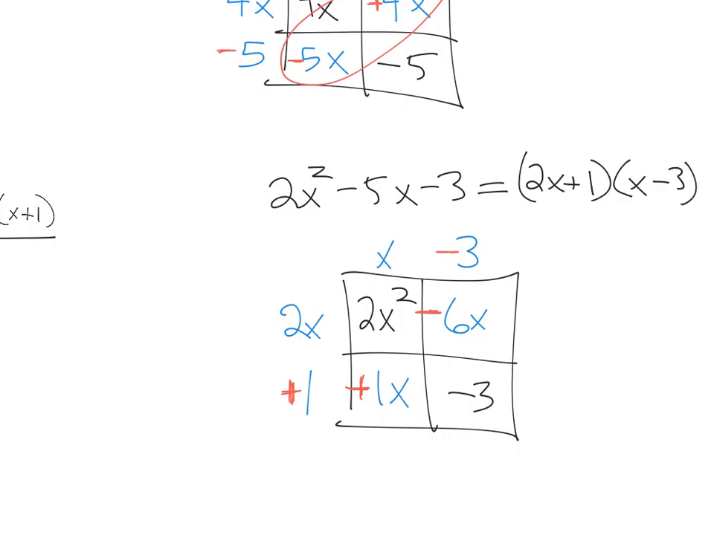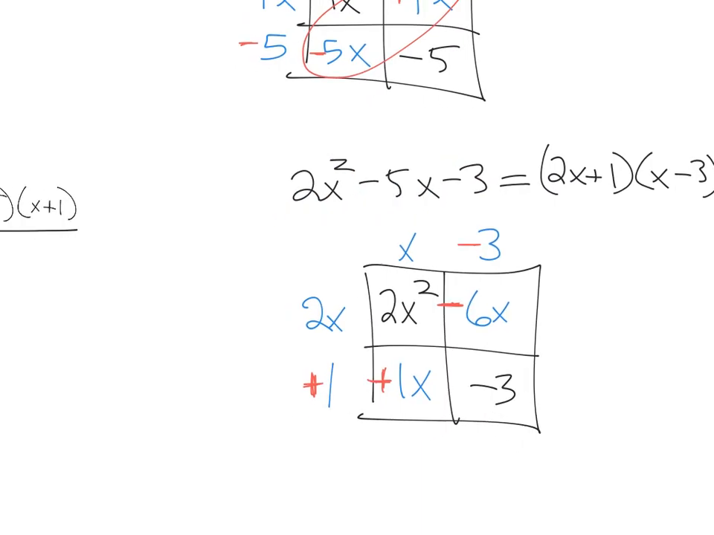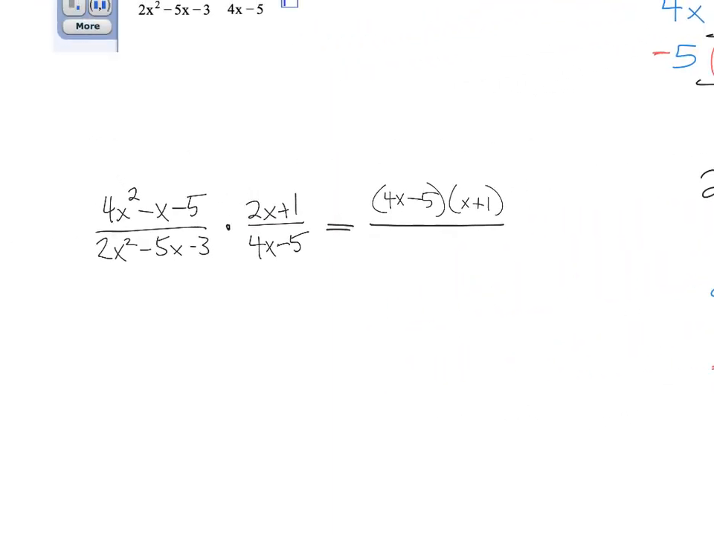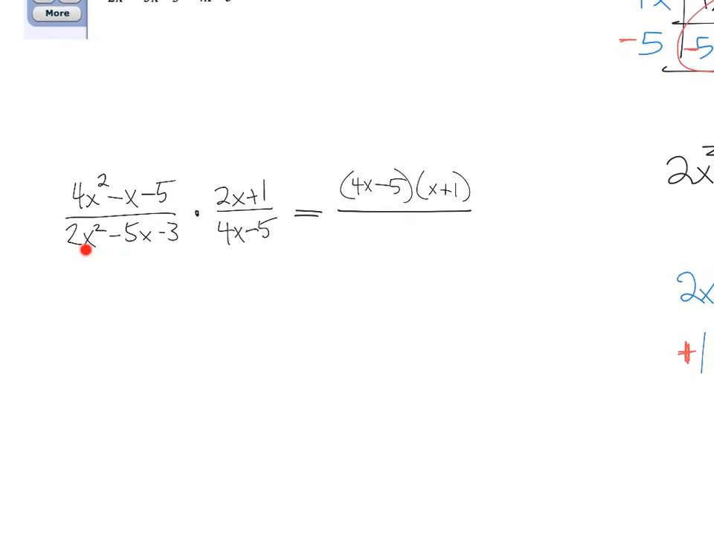All right, so there we go. And now I'm going to scroll over here, and I need to replace this with this because we factored it. So I've just taken this fraction and factored the numerator and the denominator. Now I'm just going to bring this over. So we've got times 2x plus 1 over 4x minus 5.